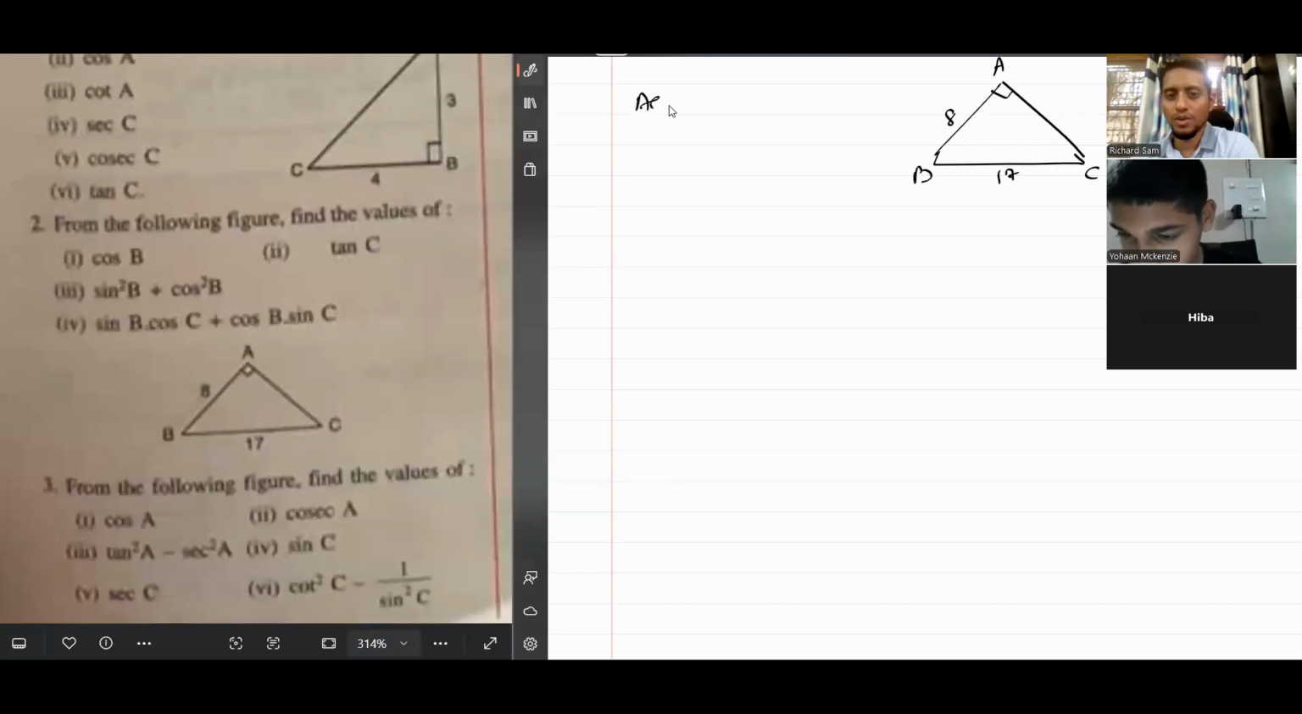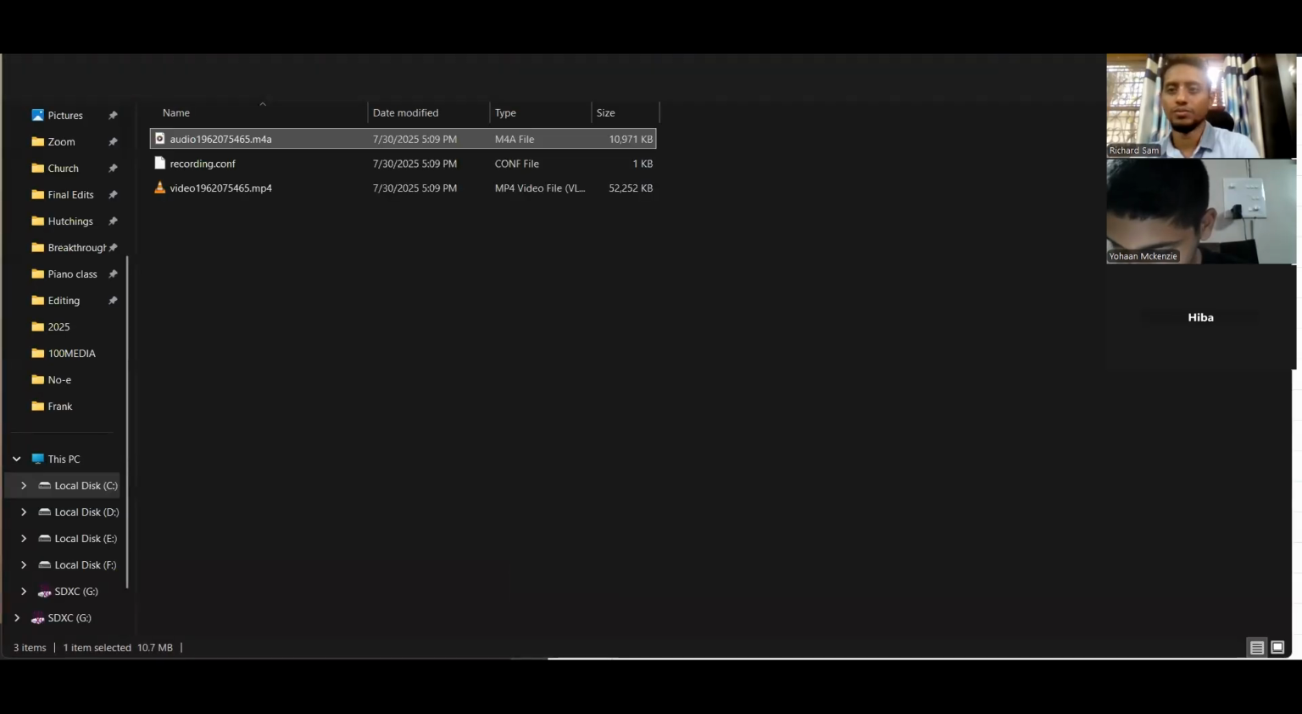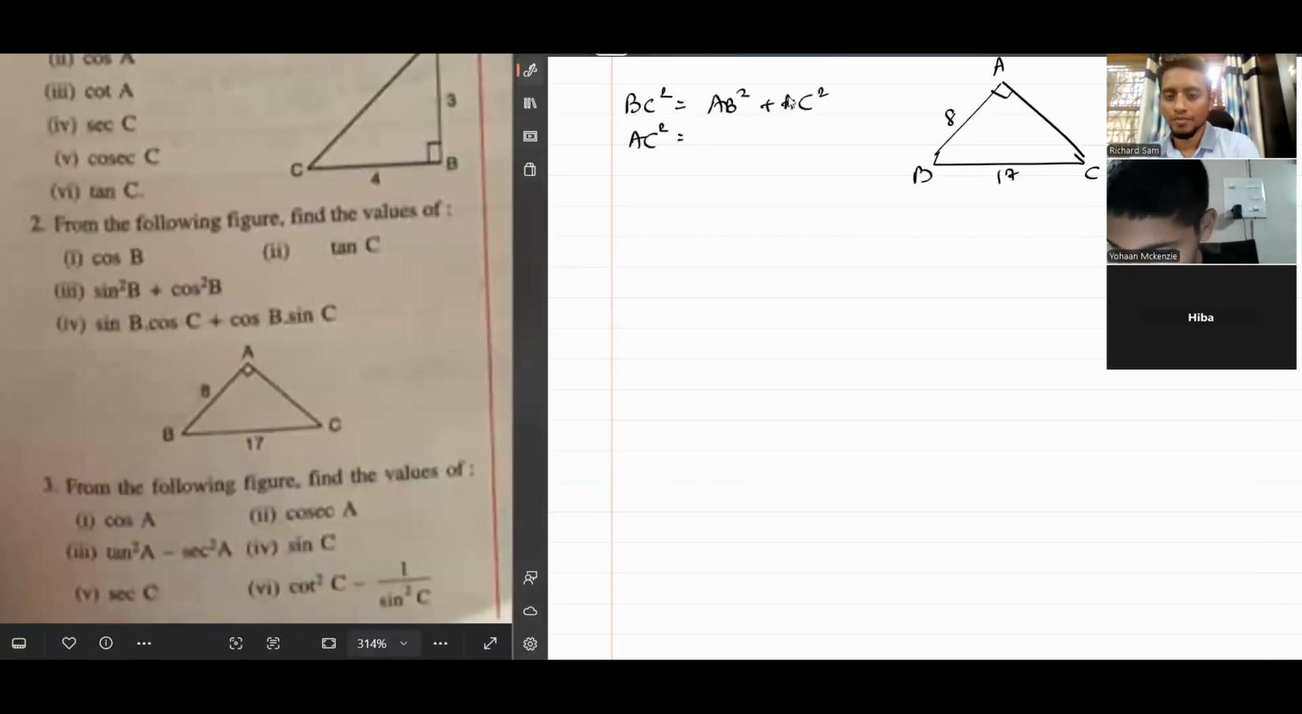So what will the AC square formula be? Your Pythagoras formula is where BC is the subject. BC is the hypotenuse. So BC square is equal to the addition of the other two, that is AB square plus AC square. Now we have to find AC. So if you make AC the subject, AC square is equal to, take AB square on the left, so you'll have BC square minus AB square.